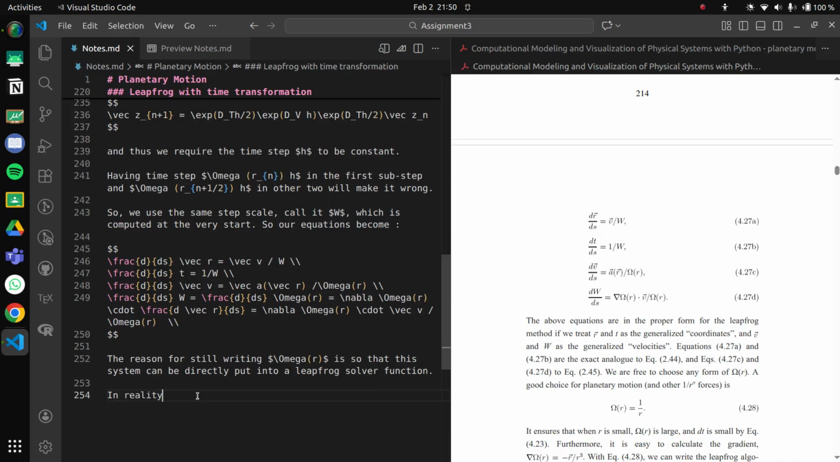In reality, I don't think this is necessary. There might actually be some other reason, but this is not actually necessary. So this is something doubtful. I'm just going to add a doubt to it.